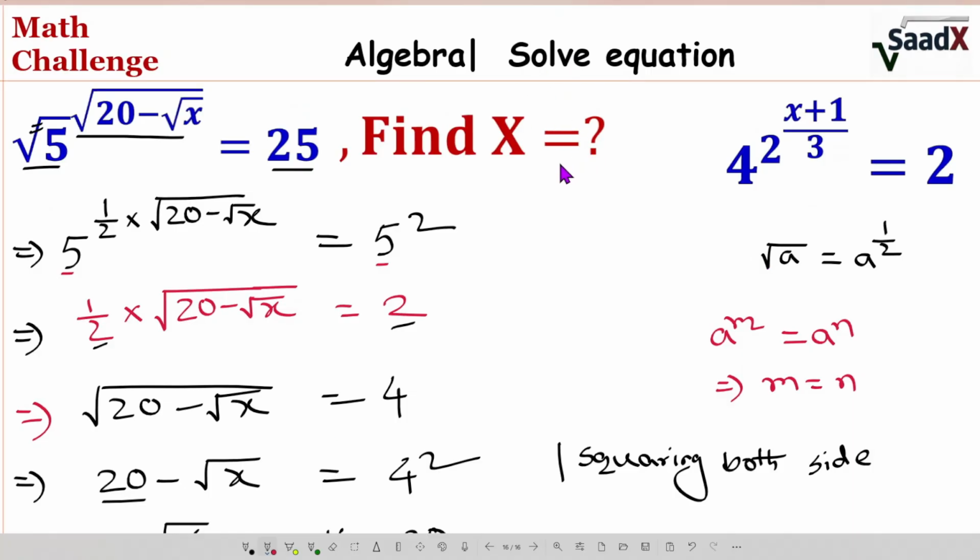which is very important for any kind of competitive examination, especially IGCSE or Math Olympiad. So for good preparation, you have to know these kinds of math, especially exponential equations.